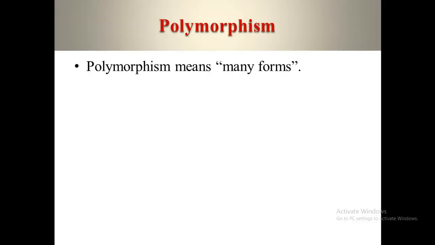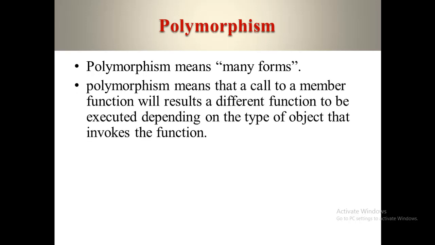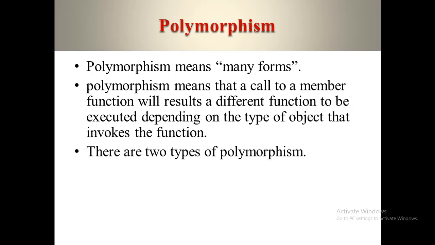Polymorphism. Polymorphism means many forms. Polymorphism means that a call to a member function will result in a different function being executed depending on the type of object that invokes the function. There are basically two types of polymorphism.